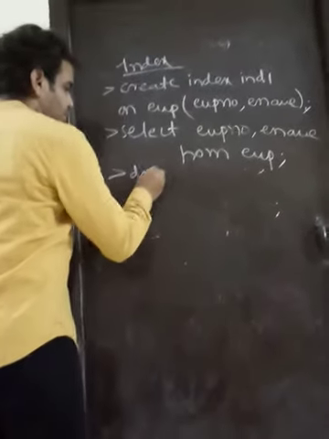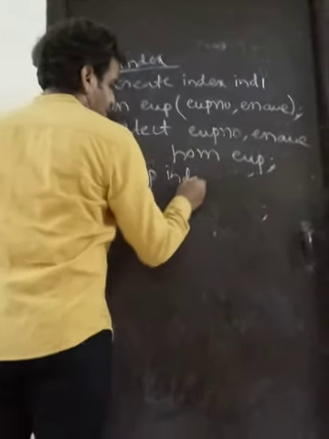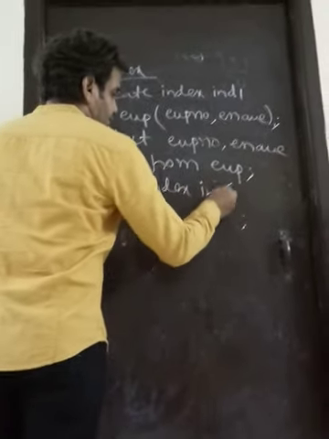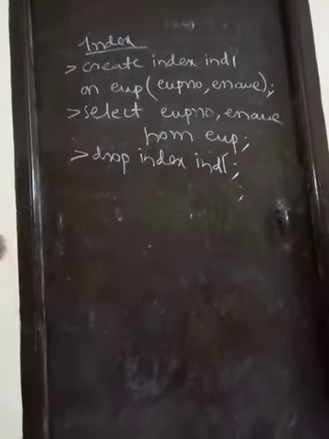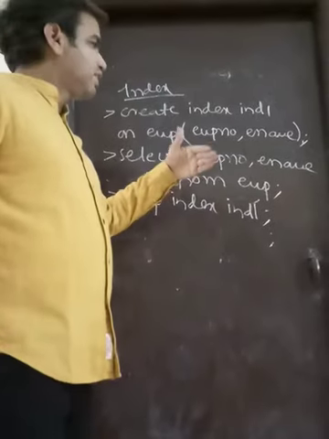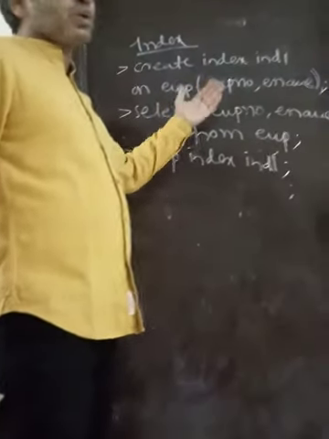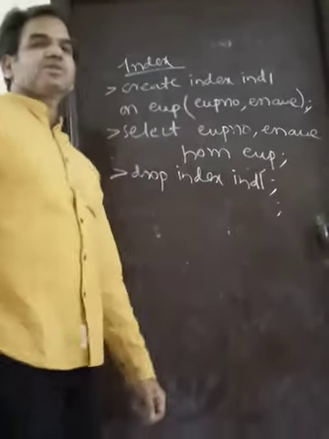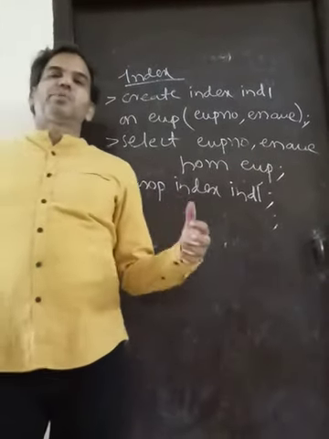Dropping: just drop index ind1, and the index will be dropped. We are creating an index on two columns. When you access the two columns, it will access the information speedily compared to ordinarily accessing the columns. This is creating an index and dropping an index.